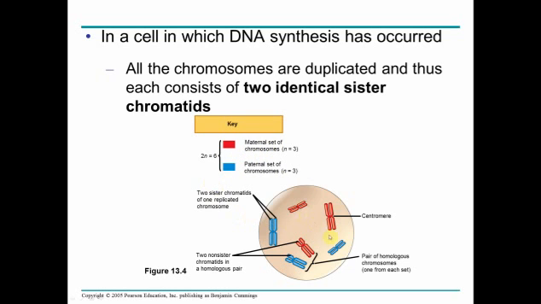So, of course, these two are a homologous pair, these two are a homologous pair, and these two are a homologous pair. And sister chromatids specifically are those right next to one another. And sister chromatids are identical to each other because one is the copy of the other.